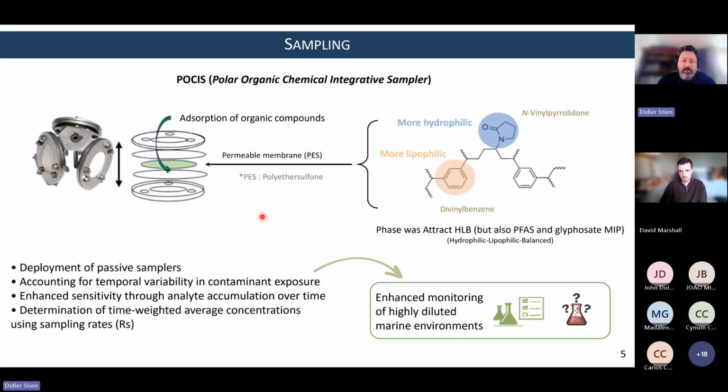We decided to use passive sampler for that. First of all, because they are recommended by the European Water Framework Directive. And we use different phase. Basically, they are like tea bags. You have an absorption phase in between two membranes. And the phase can be HLB. HLB is interesting because it absorbs. It's supposed to be specific to pharmaceutical and pesticide, but basically it takes anything that is not polar enough to remain into the water. And we also use a PFAS phase.